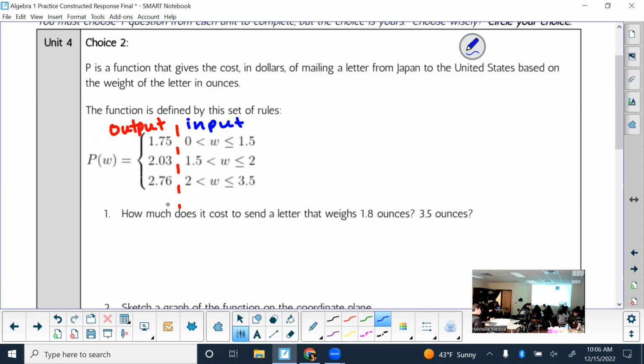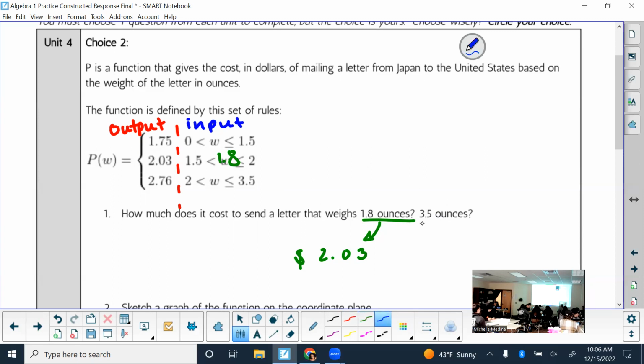So when it says how much does it cost to send a letter that weighs 1.8 ounces, how much does it cost? 2.03. And why? Then the 1.8 is in between the 1.5 and 2. Good. So 1.8 falls between these two numbers, so that is what it costs. This is my input, and it says when my input is between these two numbers, that's my output.